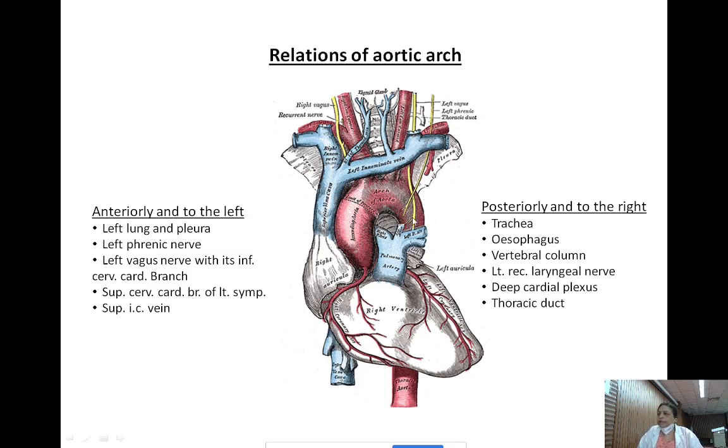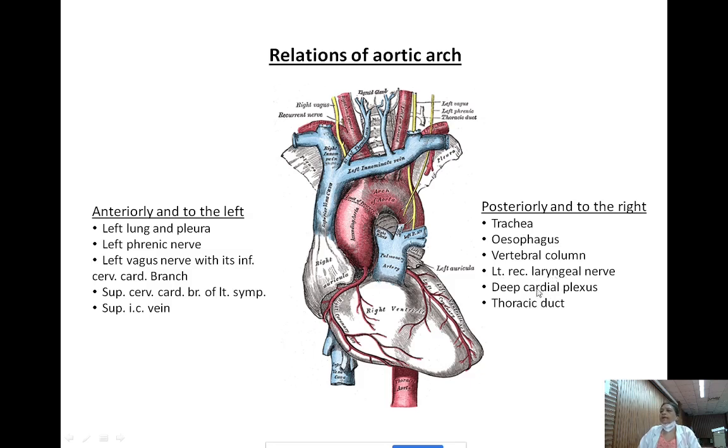Also, here you can see one branch is given from the vagus nerve, that is the left recurrent laryngeal nerve, which runs in front of the arch of the aorta, but again it hooks round the arch of the aorta. So, it comes to under the arch of the aorta and then goes to its posterior aspect and runs in the groove between the trachea and the esophagus. So, between the trachea and the esophagus, you will get the left recurrent laryngeal nerve.